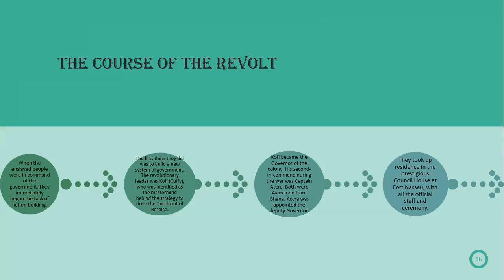When the enslaved people were in command of the government, they immediately began the task of nation building. The first thing they did was to build a new government. Now, Kofi became the governor of the colony, and his second in command during the war was Captain Accra. Both men were Akan men from Ghana. Accra was appointed a deputy governor, and they took up residence in the prestigious council house at Fort Nassau with all the official staff and ceremony.